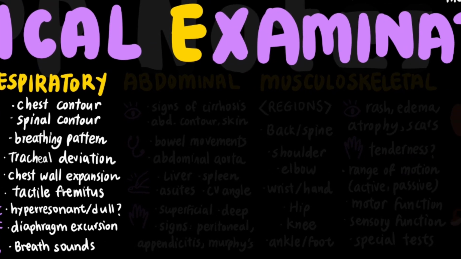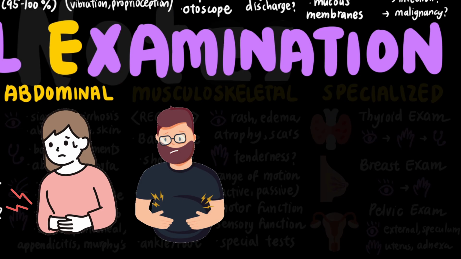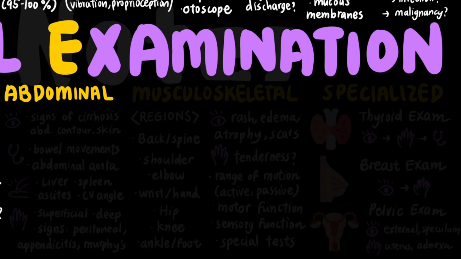Next, the abdominal examination is indicated in patients with abdominal pain, distension, nausea or vomiting, changes in bowel habits, or suspected liver, spleen, or gastrointestinal diseases. The general order is inspection, auscultation, percussion, and palpation. This is slightly different from other systems because percussion and palpation may disrupt bowel sounds.